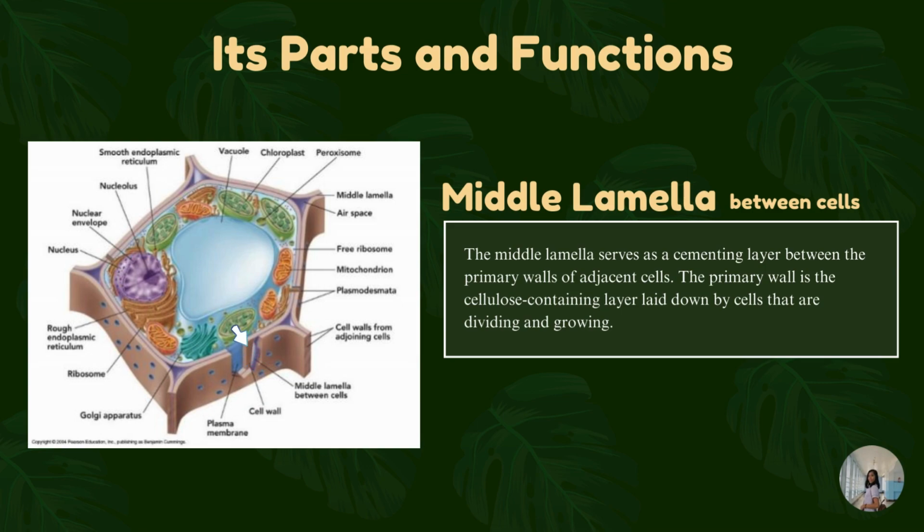So the middle lamella serves as a cementing layer between the primary walls of adjacent cells. The primary wall is the cellulose containing layer laid down by cells that are dividing and growing.